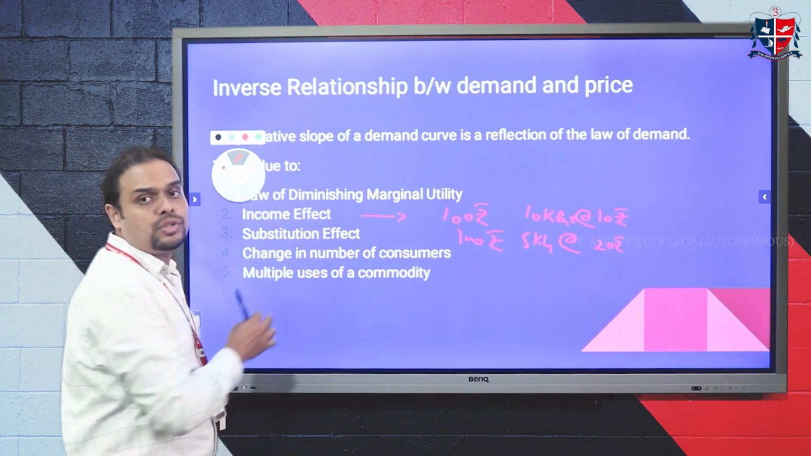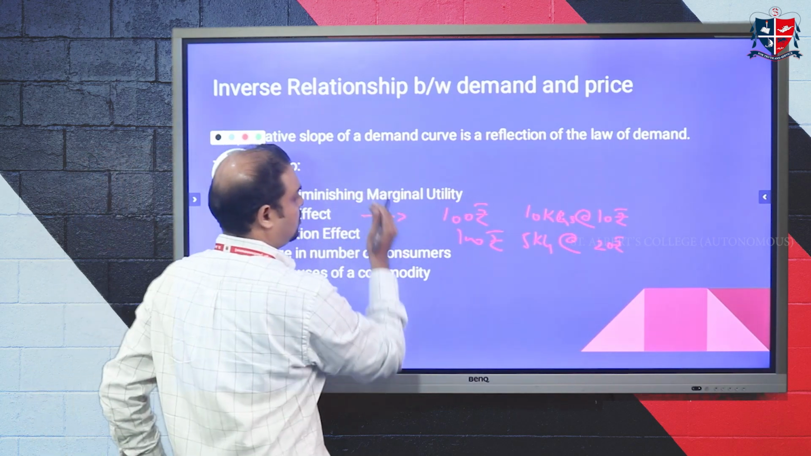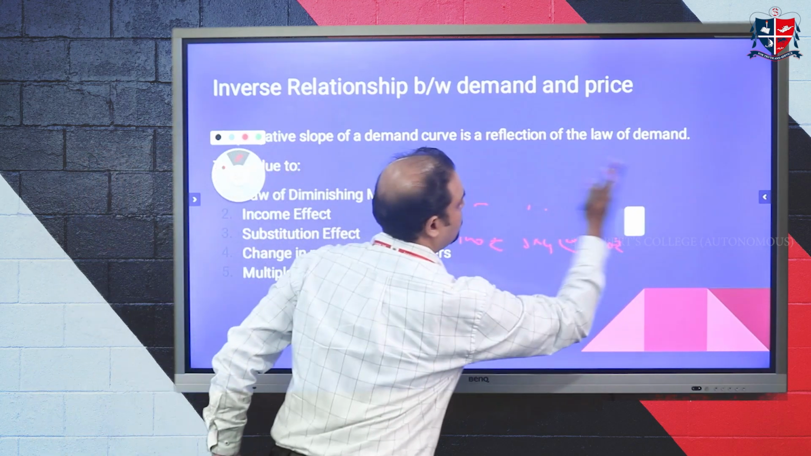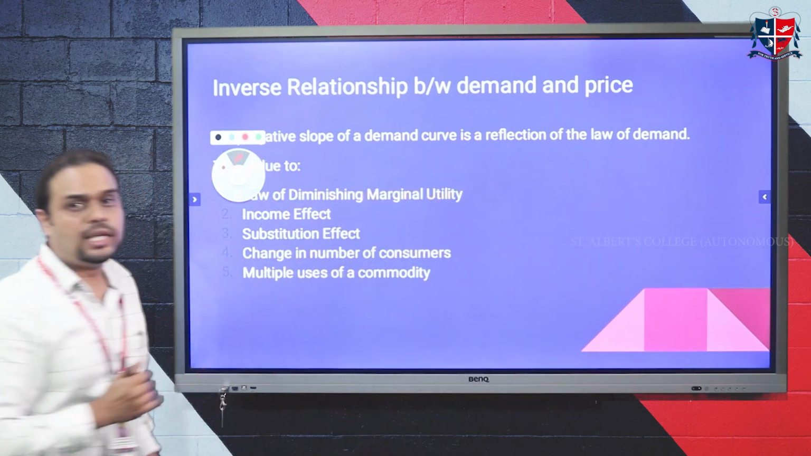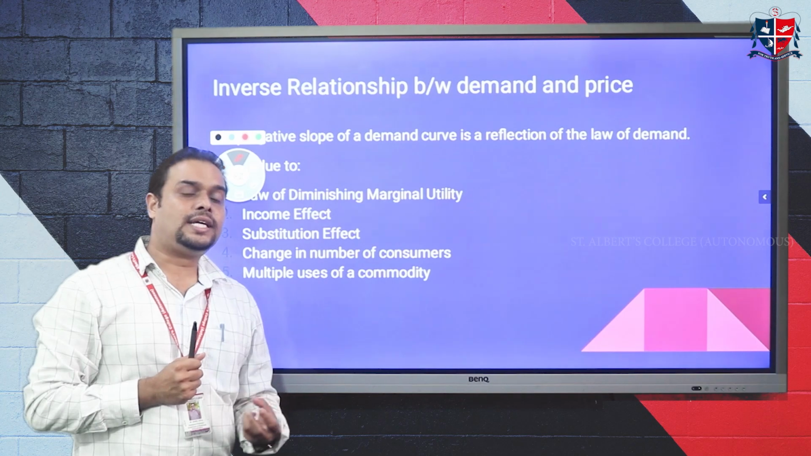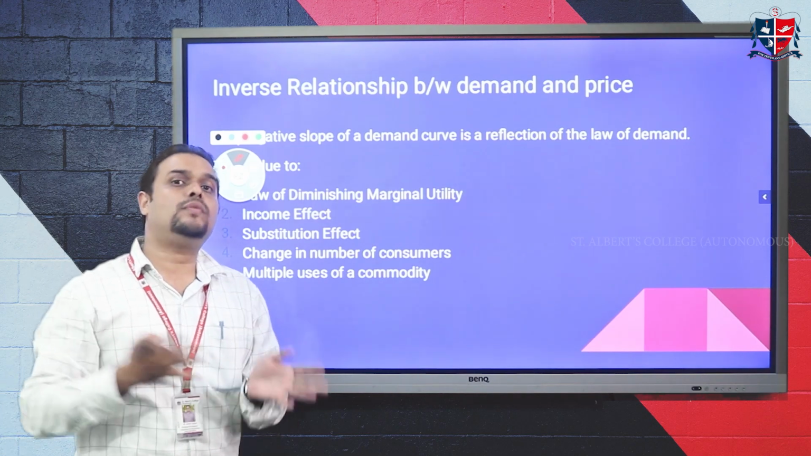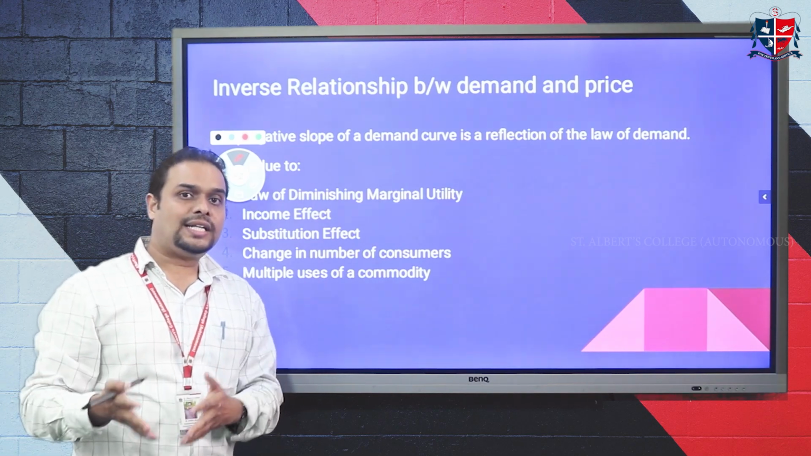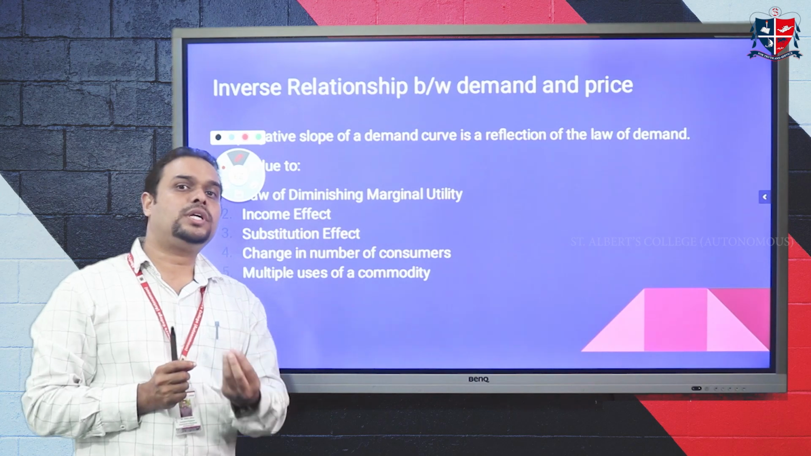Next is the substitution effect. Substitution effect in this context would mean that whenever you feel that some product is now at a very high price and you have a similar substitute to it, you will always switch over to it. Because of that, the demand for the primary product would decrease.